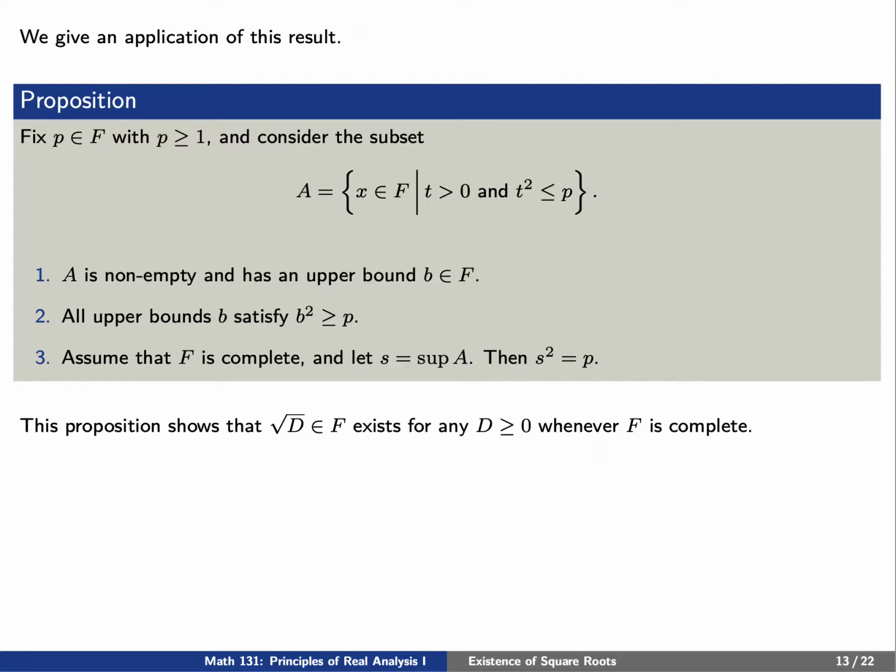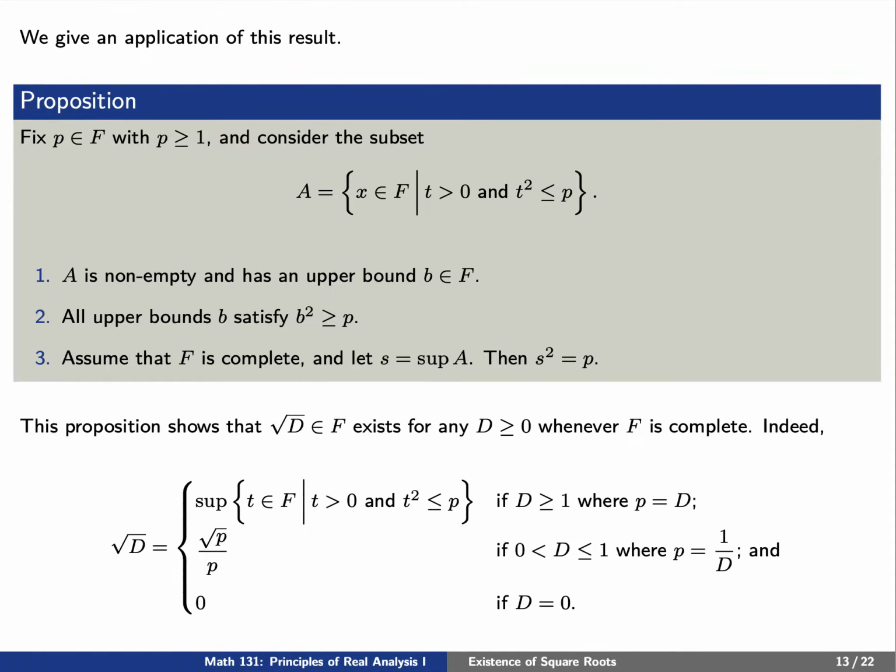All upper bounds b satisfy b squared is greater than or equal to p. Let's assume for the moment that F is complete, and let s be the supremum of A. Then s squared equals p. In particular, this proposition shows that the square root of a number d, for any d positive, exists as long as F is complete. Here's the reason why.